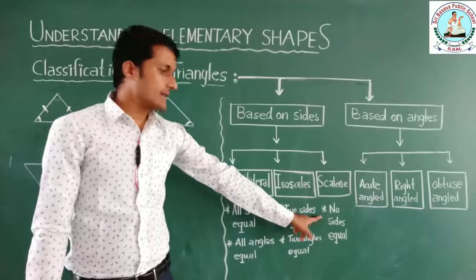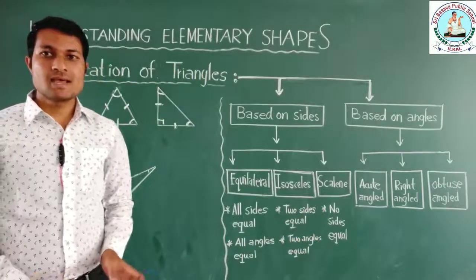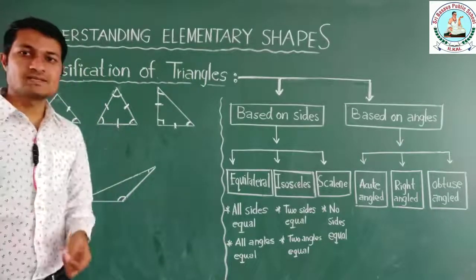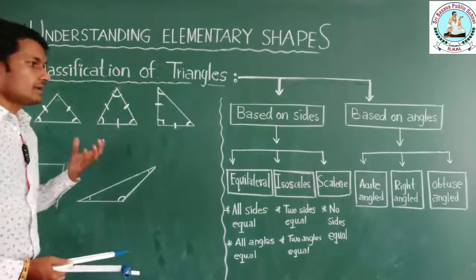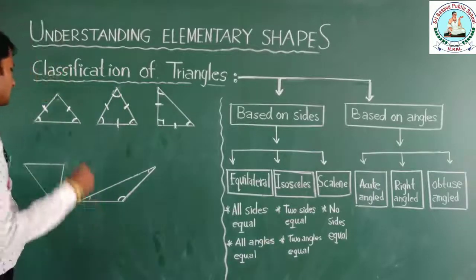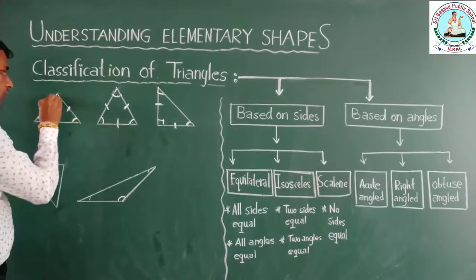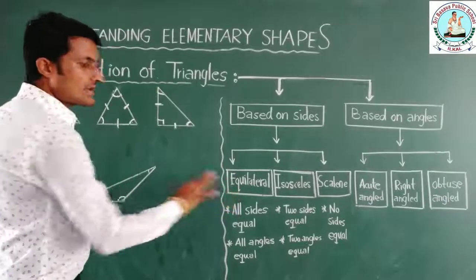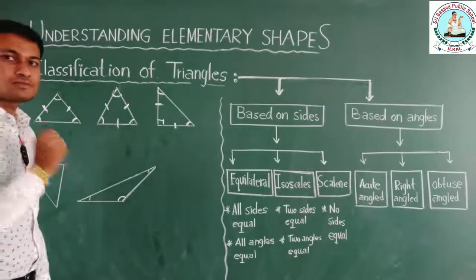So a scalene triangle is a triangle where no sides are equal and no angles are equal. So now we have done our classification based on sides. Now let us concentrate only on the angles of these triangles, because based on sides we have classified successfully.